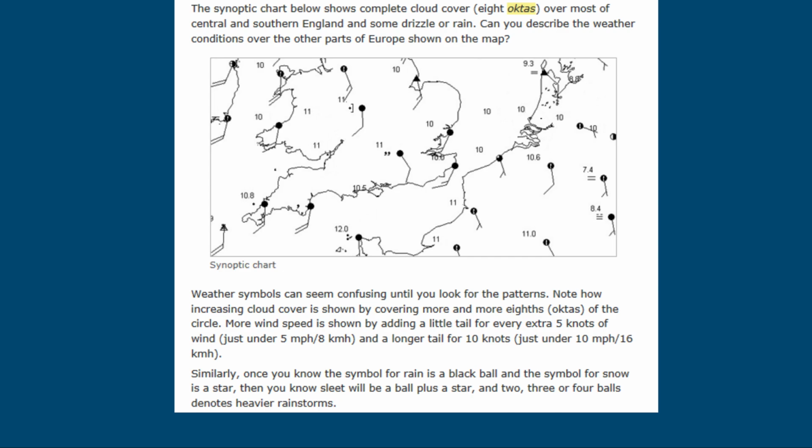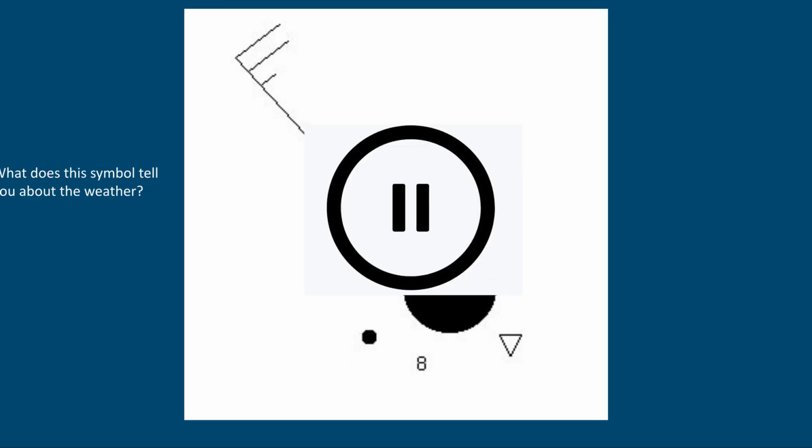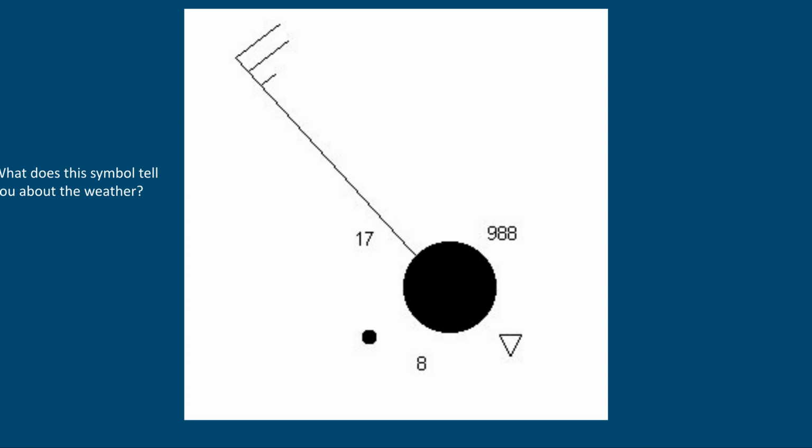And you can have a look here at a little synoptic symbol, and this is giving you the temperature, the current weather, which means drizzly, the dew point, i.e. the temperature at which dew will form in the air, the weather since the last measurement, so what it was like before, how much cloud there is, the pressure, the wind direction, and the wind speed. And again, you could pause the video here and try and interpret the weather on this symbol.